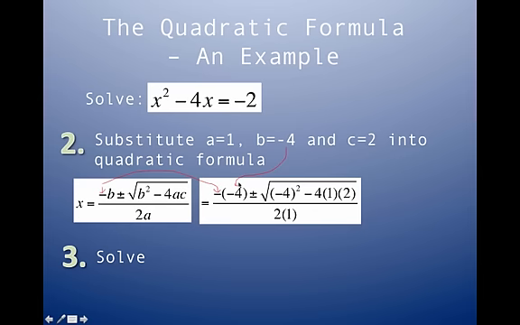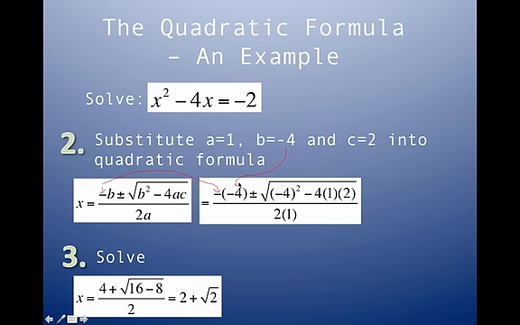Okay, and so now that I've plugged everything in, I can start solving. You can see how I have squared my negative 4, rather. I have multiplied 4 and 2 to do minus 8. And so what I'm getting here is 4 plus the square root of 8 all over 2. So how out of that am I getting 2 plus the square root of 2?